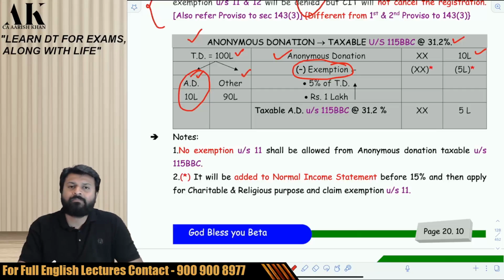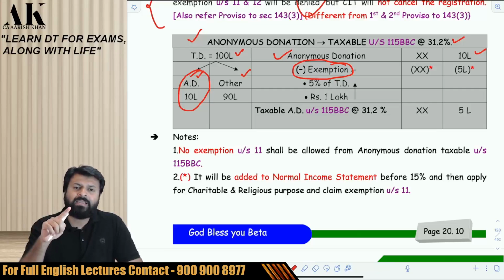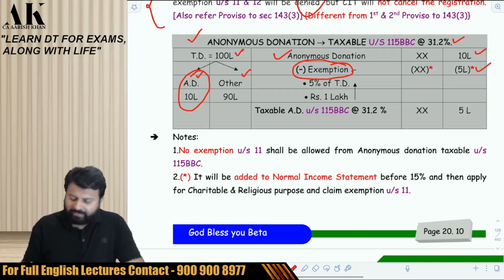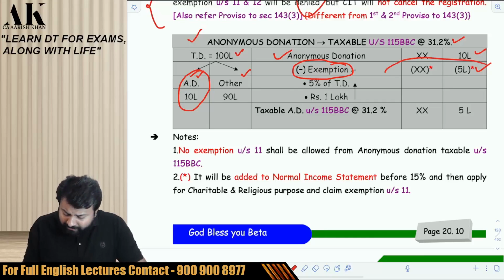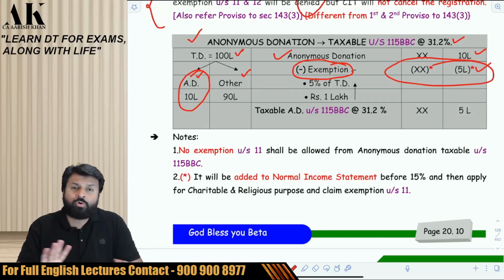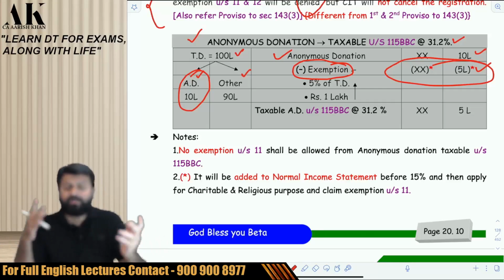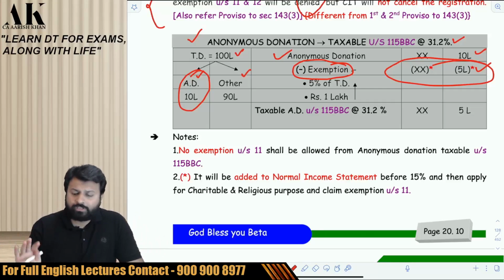What is that exemption? 5% of total donation or rupees 1 lakh, whichever is higher. So in this case, 5% of total donations come to 5 lakh, and between 5 lakh and 1 lakh, whichever is higher, will come to 5 lakhs. This is the only exemption which you are going to get from anonymous donation. No other exemption you are going to get from anonymous donation. 5% of total donation or rupees 1 lakh, whichever is higher, will be allowed as deduction to you. You took the deduction, 5 lakh left.